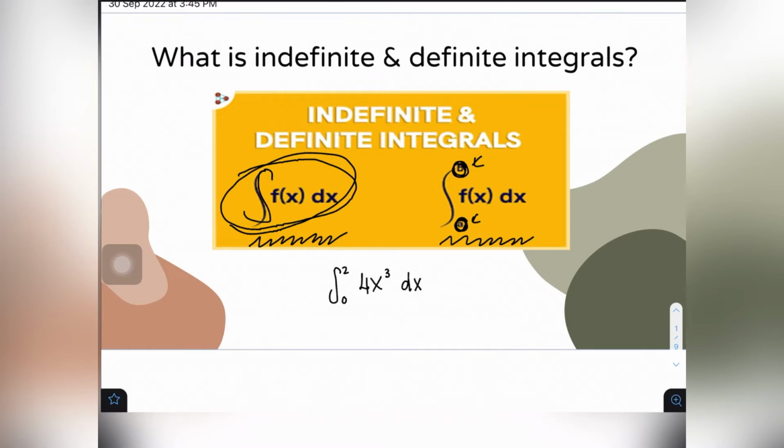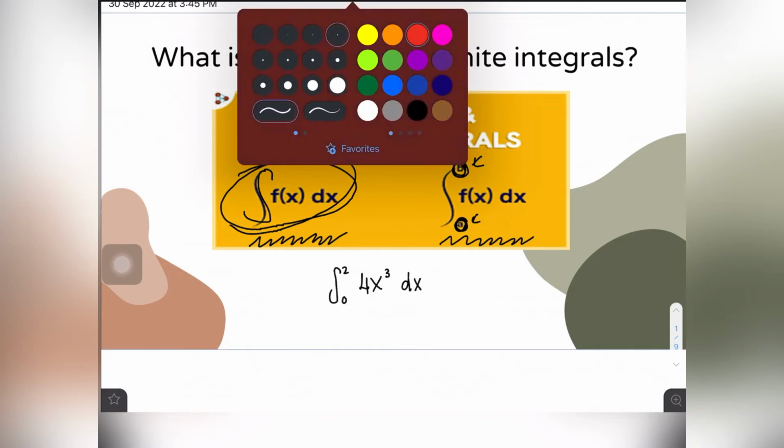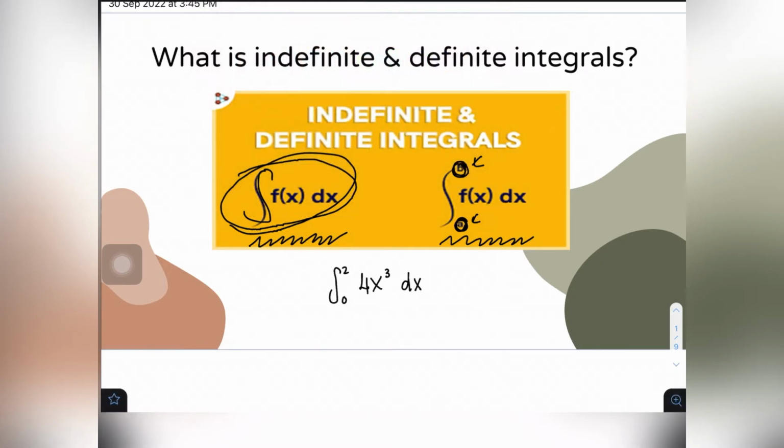One hint, or one condition, that you need to make sure of is that the limit at the bottom must be smaller than the limit on top. The limit at the bottom is called the lower limit, therefore it must be smaller than the value on top, which is your upper limit. When you have this, we call it a definite integral. So how do we solve a definite integral?